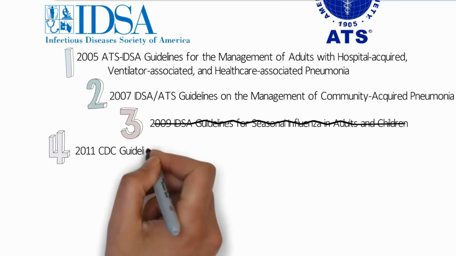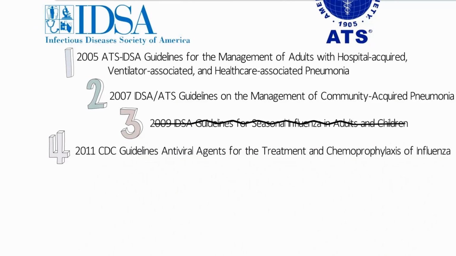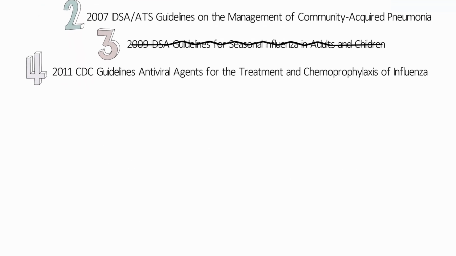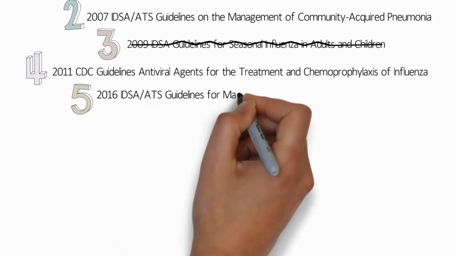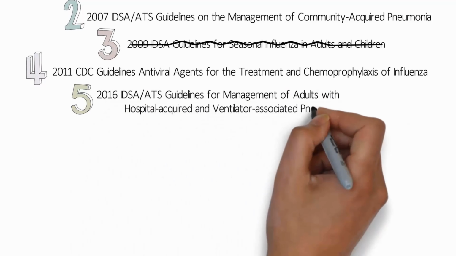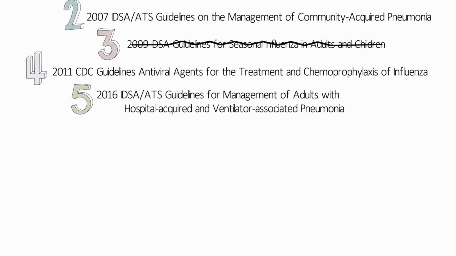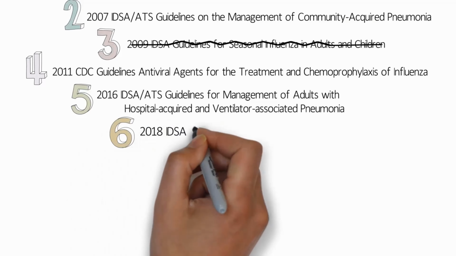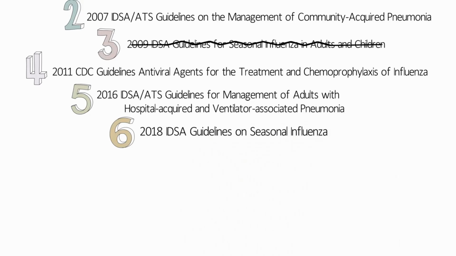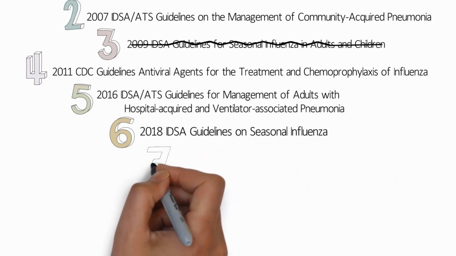Instead, we use the 2011 CDC guidelines for antiviral agents for the treatment and chemoprophylaxis of influenza. There's also the 2016 IDSA ATS guidelines for management of adults with hospital-acquired and ventilator-associated pneumonia. There is also the 2018 IDSA guidelines on seasonal influenza that was recently published.